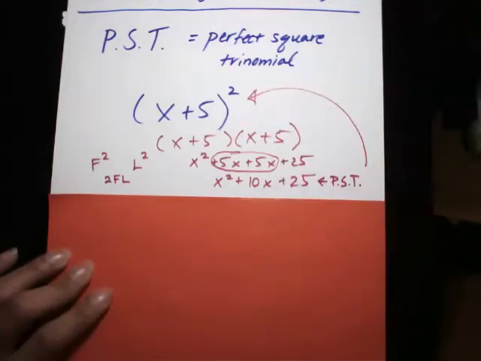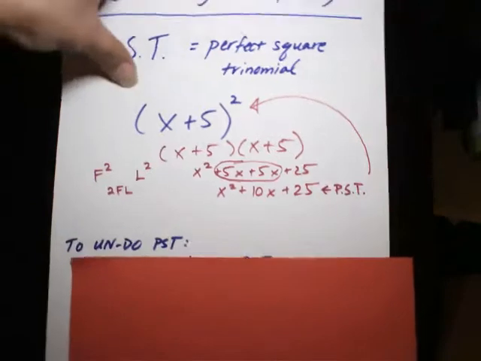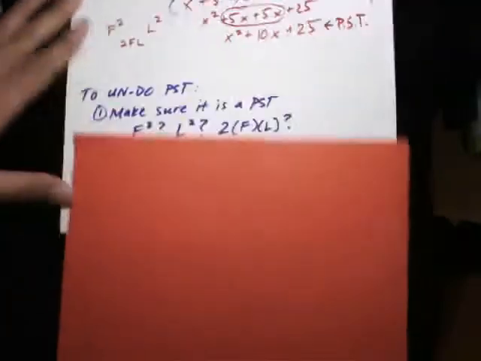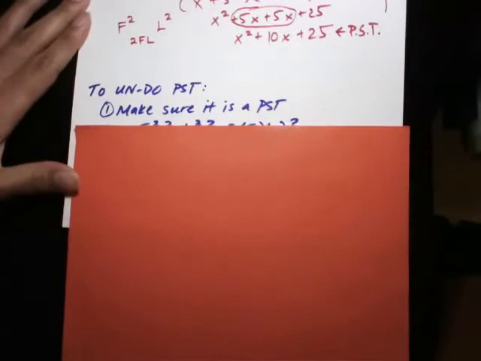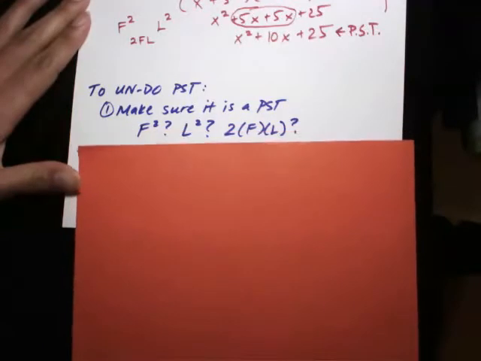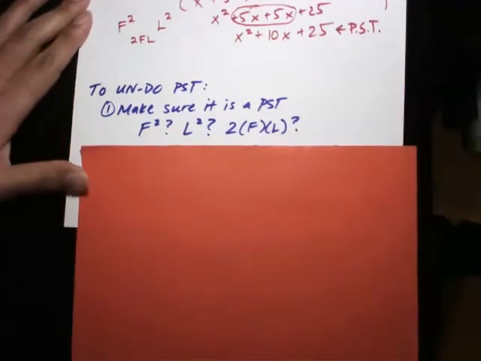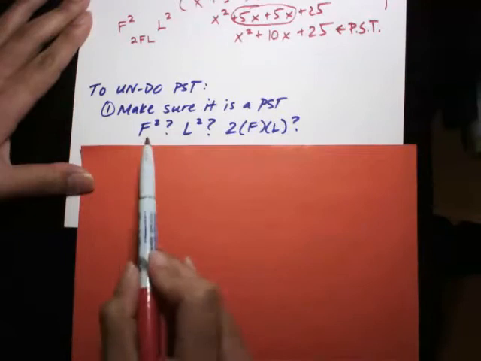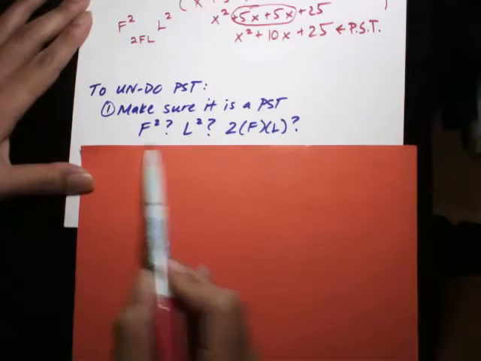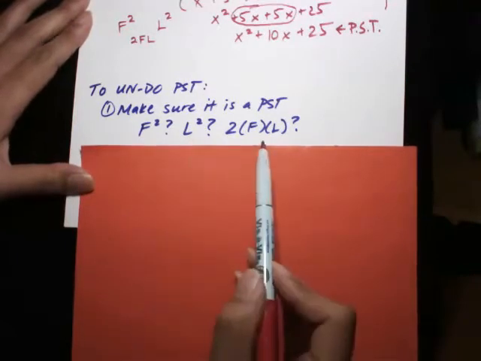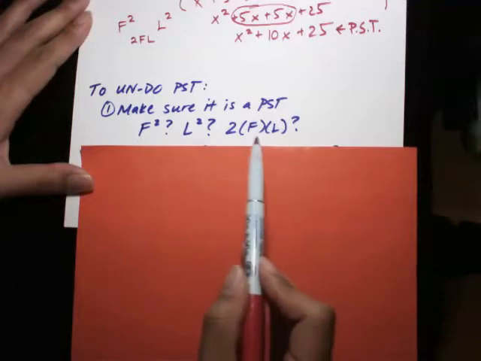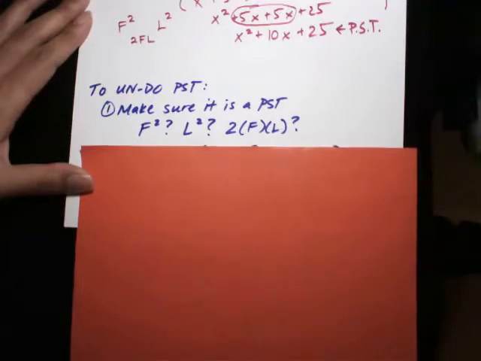Let's first start off with the steps. To undo a PST, the first thing you need to do is, 1, make sure it is a PST. So you want to check, is the first term a perfect square? Is the second or the last term a perfect square? And you check the middle, is that the first times the last doubled?